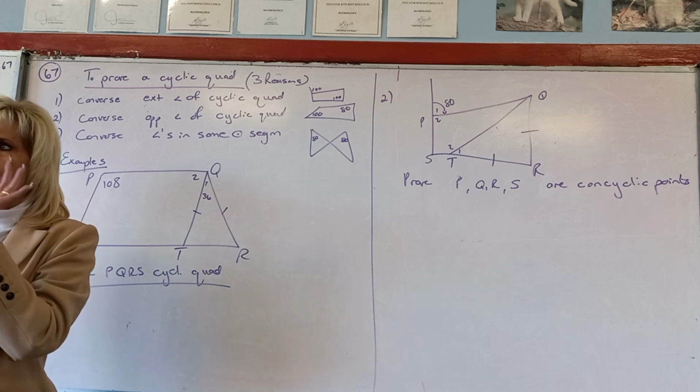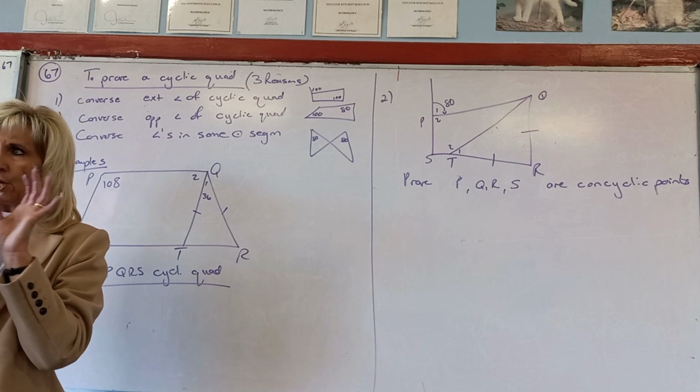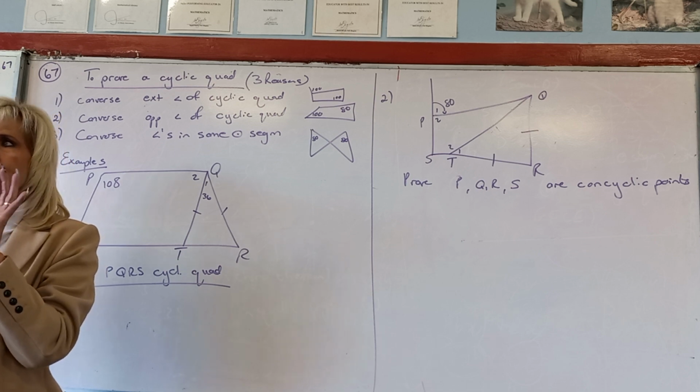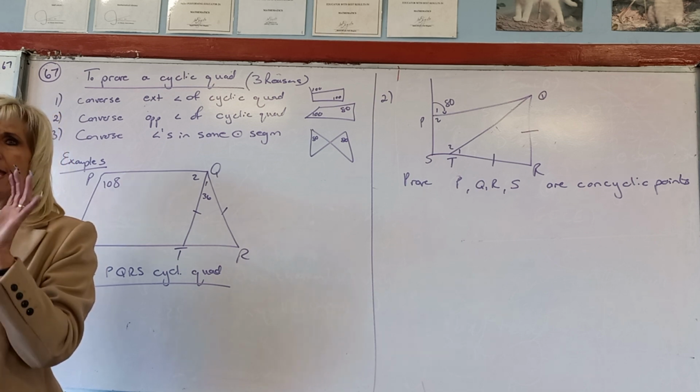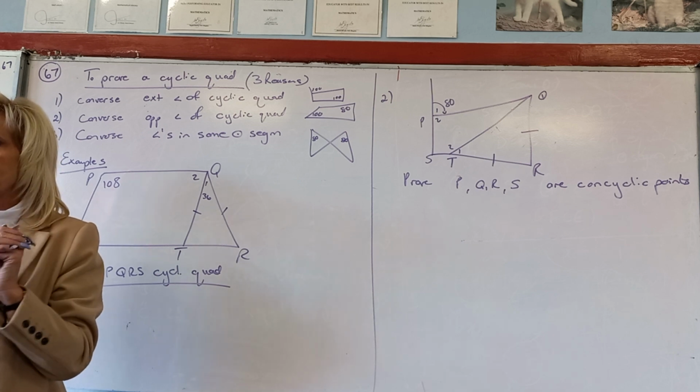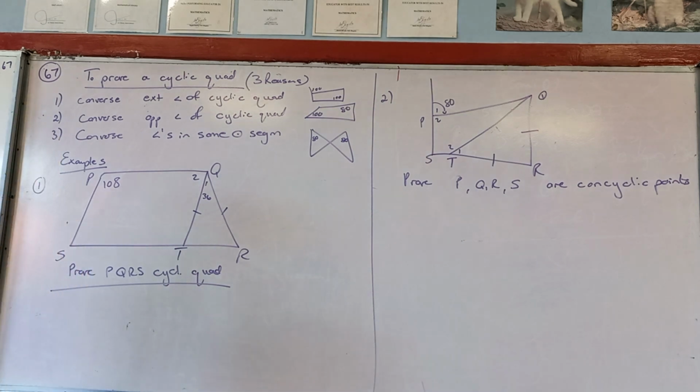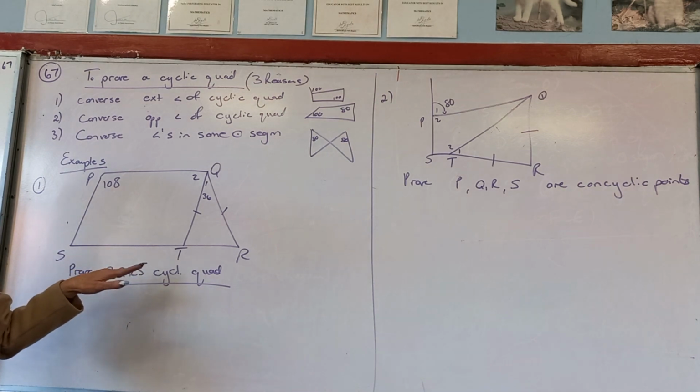Now you know cyclic quad from theorem 5 and 6, right? You go through your whole motion and know that opposite angles are supplementary, exterior angles equal to the opposite interior. Now if I ask you, prove that this is a cyclic quad, your first instinct is to say, ma'am, where's the circle?